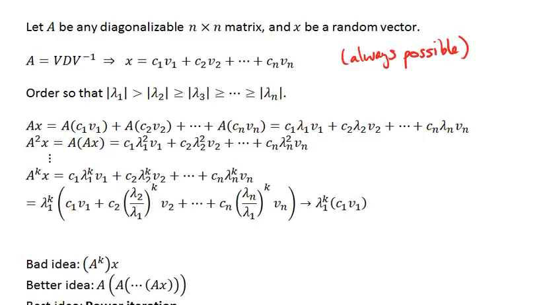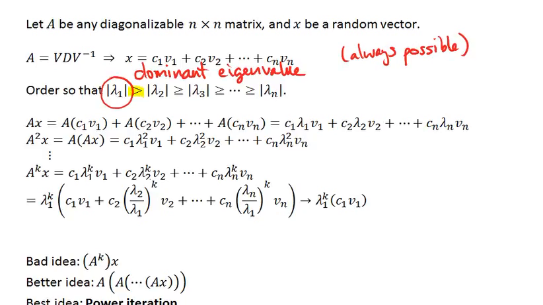And we're going to assume here that I've chosen the indices. If I haven't, I can just reshuffle them in such a way that lambda 1 is largest in absolute value. We're going to call it the dominant eigenvalue. And then lambda 2, lambda 3, and so on are smaller. They could be equal to each other, but I really want truly greater than here, not greater than or equal to, in order for this to work.